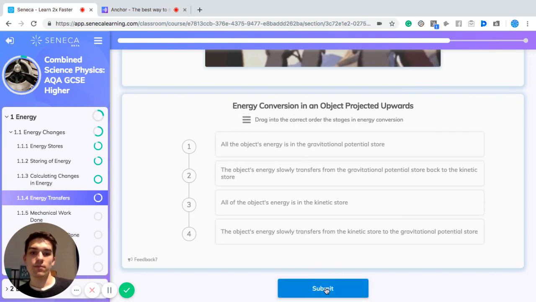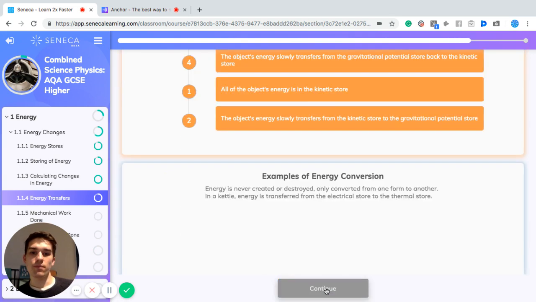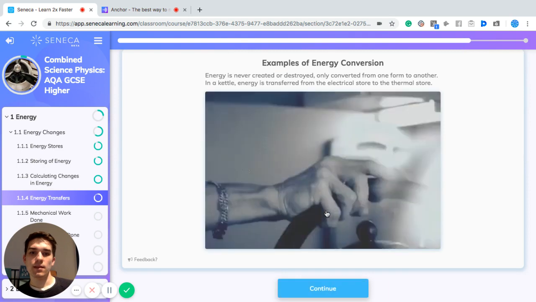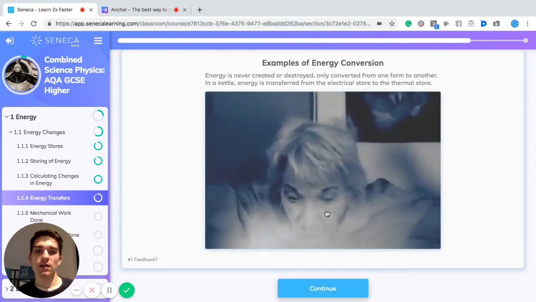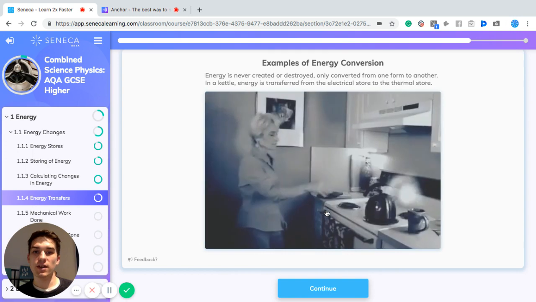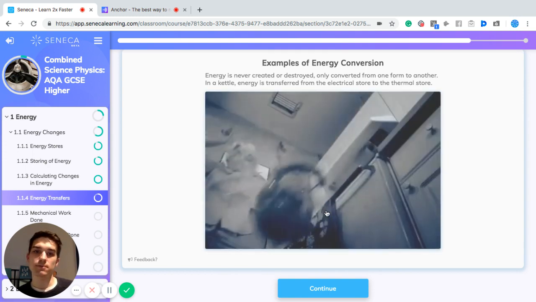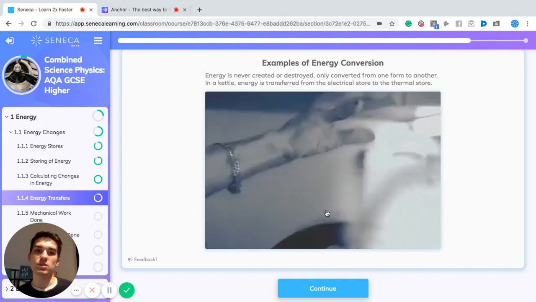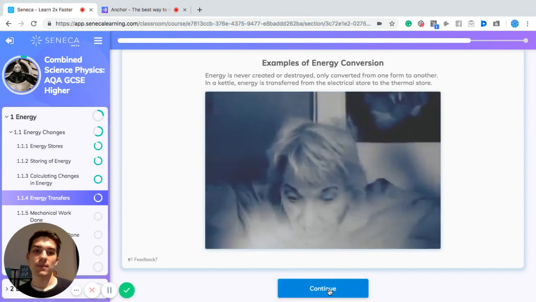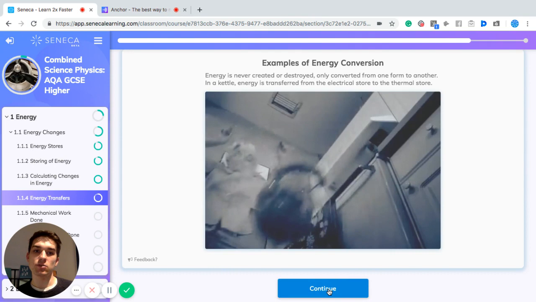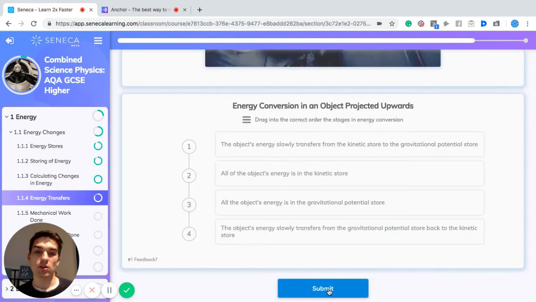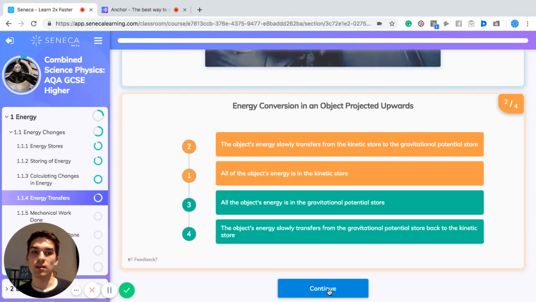Here's an example of conservation of energy again. If you have a kettle, energy is transferred from the electrical store of the plug into the thermal store of the water in the kettle.